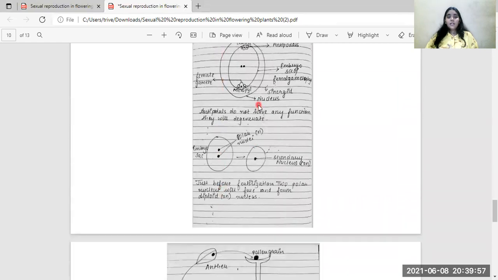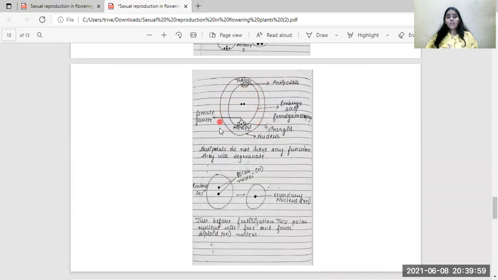Let's take a closer look at the nucellus. This outer part, this whole thing, is the nucellus. The inner thing is the embryo sac, and these upper 3 nuclei are the antipodals. This is the chalazal part, and the nuclei on the upper part are known as the antipodals.